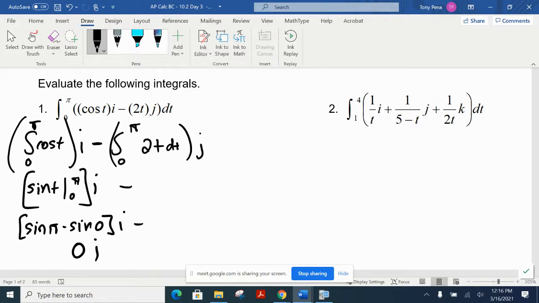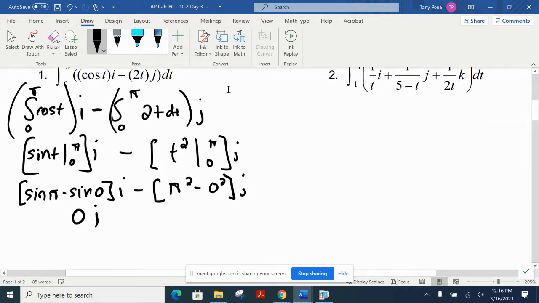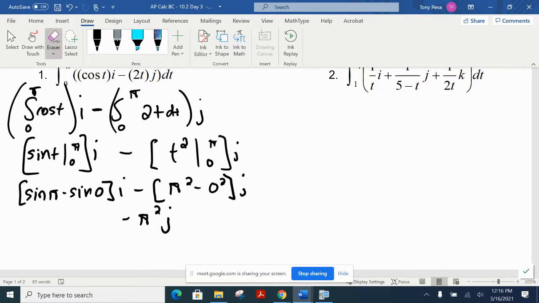The next one, same process. You're going to do the antiderivative of 2t, which would be 2t squared divided by 2, so just t squared. And then plug in your upper limit, pi squared, minus the lower limit of 0 squared. And then we would do minus pi squared j, and that's our answer. And what I was saying is, if you ever write just the negative pi squared j, then it's implied that i has a coefficient of 0, and that would be okay. But I do like showing it, especially for the first one we've done, to know that that's what that value ended up being.